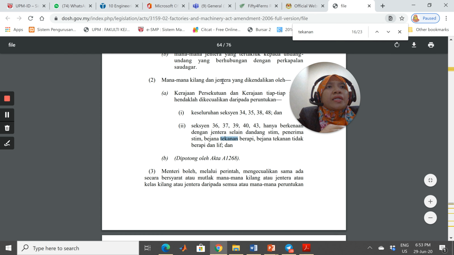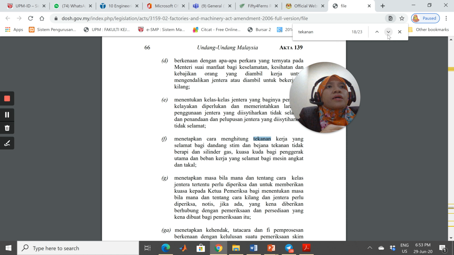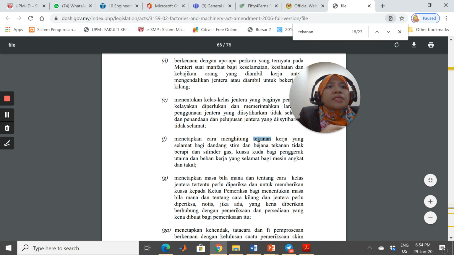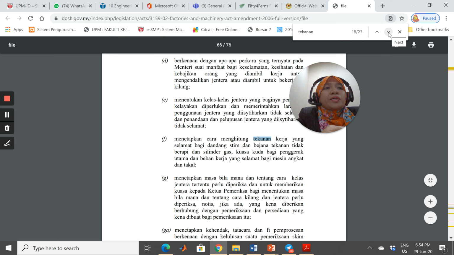It says here that any factory and machinery operated by the government shall be exempted from the provisions of this. There is a clause that prescribes the method of calculating the safe working pressure for steam boilers and unfired pressure vessels or gas cylinders. So you must make sure that you calculate a safe working pressure for the equipment, which is under the classification of pressure vessel, and that your design meets this clause, right?